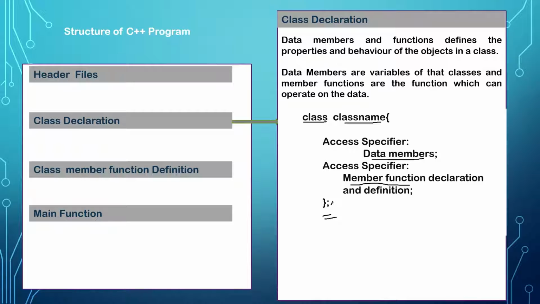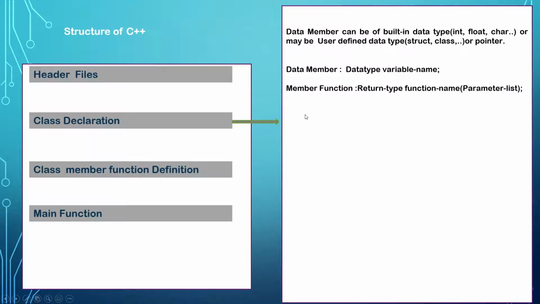So let us see how you have to declare a data member. Data members can be of a built-in type, a user-defined type, or pointers. The class contains data members and member functions. A data member means a variable, so we declare a variable with a data type and a variable name. We declare a member function with a return type, function name, and parameter list. So let us see this in an example.